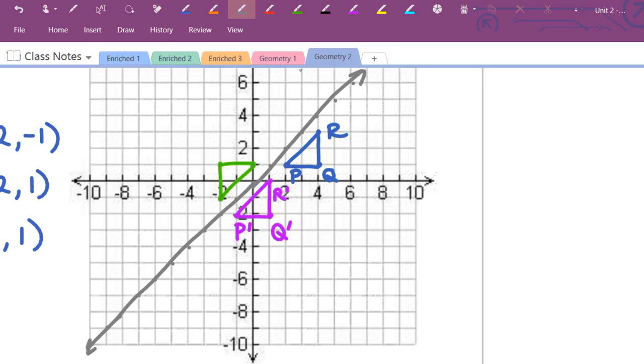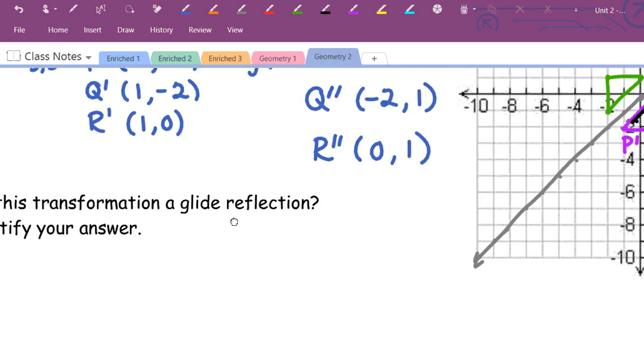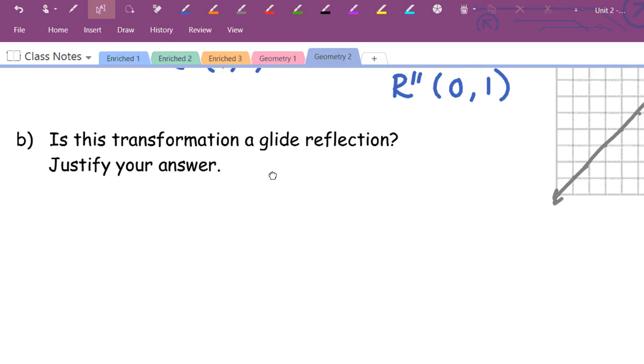Which one is the one after the reflection? Green one. Isn't this what we ended up? Yes or no? Okay, and then this, we went from here to here. What do we notice about all those vectors if we were to sketch them out? How do they compare to our line of reflection? They're parallel. If they're parallel, do we have a glide reflection or just a regular reflection? It's going to be a glide reflection, yes. So we would go in and say, is this a glide reflection? We say yes.